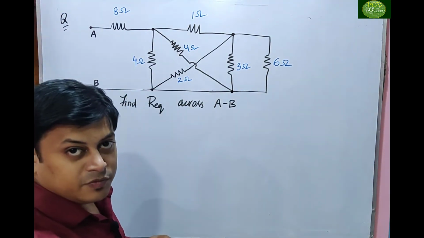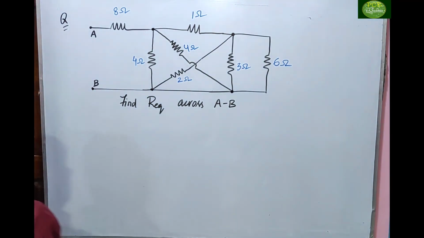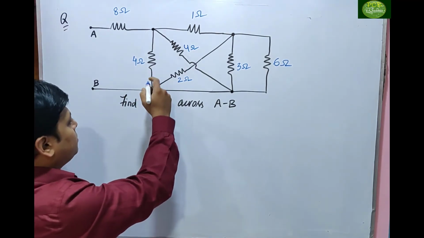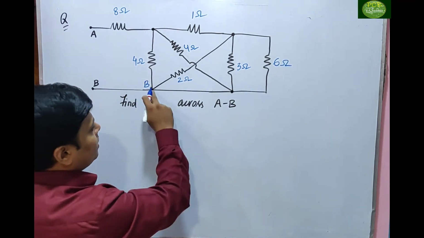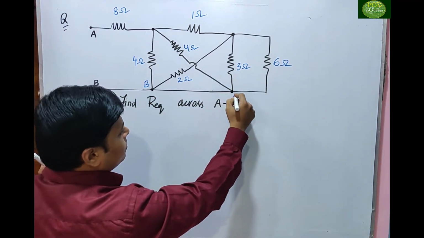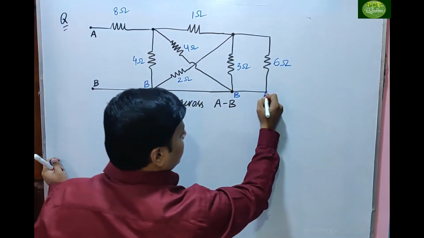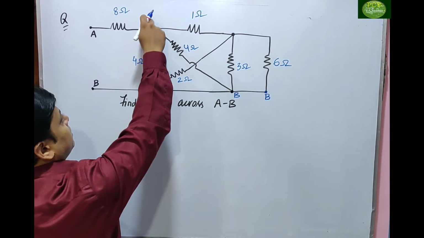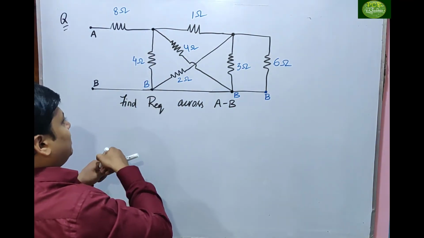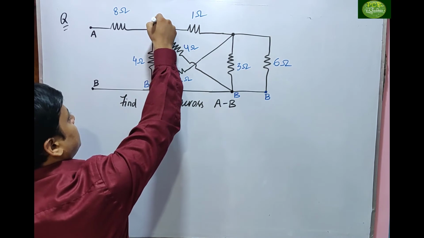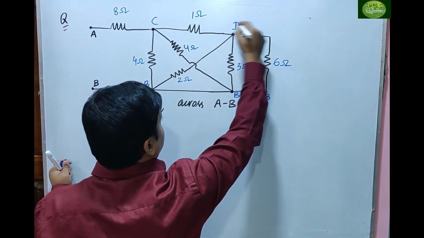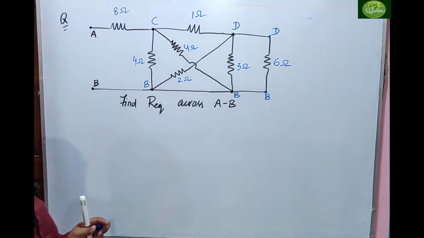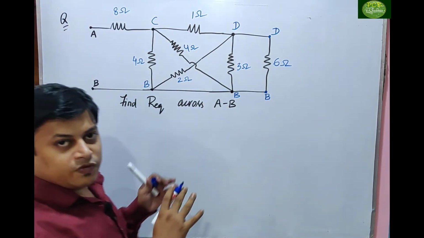Now we will give names for them. If this is B, what will be this node? Definitely it will be B. If this is B, is any other thing there? No. This can be said as B. Again this point will be B. Next, here what will be the name? Let us take, I have given here C. This one is D. What will be this point then? D. Fine. We have given the names for the nodes.